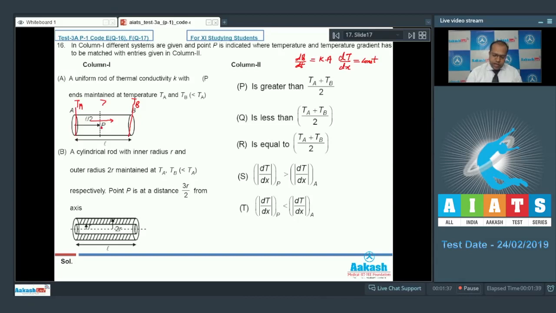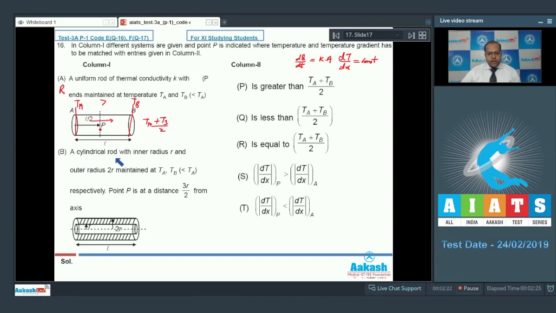So the temperature at the midpoint, which is point P, can be written as (TA plus TB) by 2. So if I check the matching, then R will be the correct matching, and from S and T, since dT by dx is constant, the correct matching is only R.